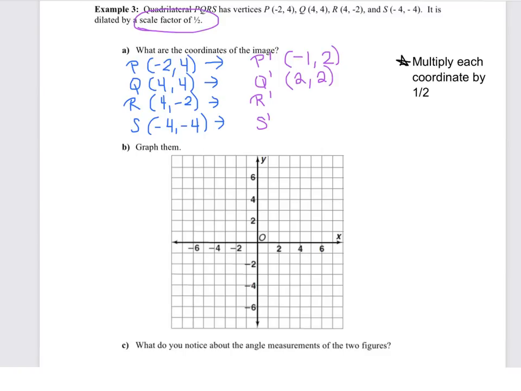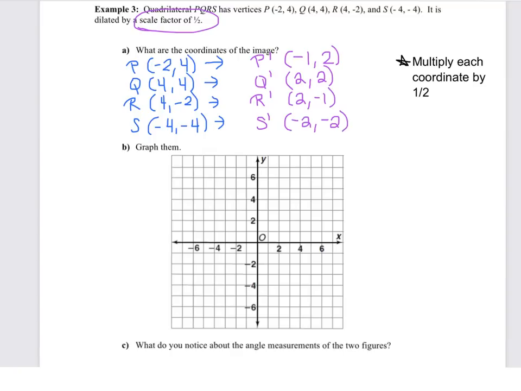Next is R prime. Half of 4 again is 2. And half of negative 2 is negative 1. So R prime is 2, negative 1. And then lastly is S prime. Our original coordinate was negative 4, negative 4. So half of negative 4 is negative 2. Half of negative 4 is negative 2.